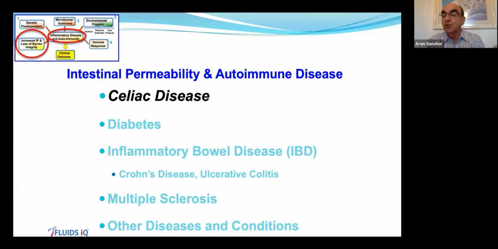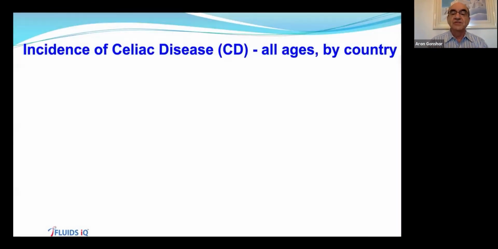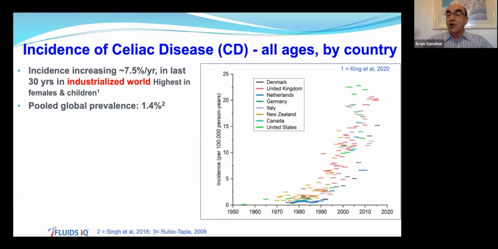Let's take a look at some diseases and disorders to give you an idea of what this means. What is intestinal permeability, and how does that factor into chronic inflammation and autoimmune disease? Well, the incidence of celiac disease is going up exponentially. This is not normal, folks. Since 1950 up to 2020, we've had an incidence of over 7.5% in the last 30 years in the industrialized world. And by the way, it's highest in females and children, and we can discuss that later. If you pool that with the global prevalence, it's 1.4%, which tells you something interesting again, that the rest of the world has not suffered these issues as much. Why not? That is staring at us as an issue. We need to come to terms with that.